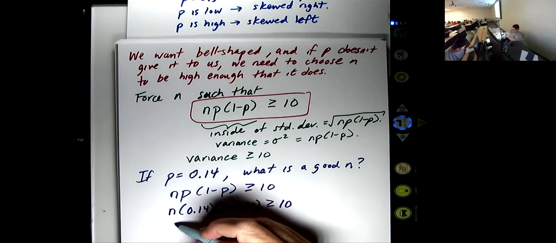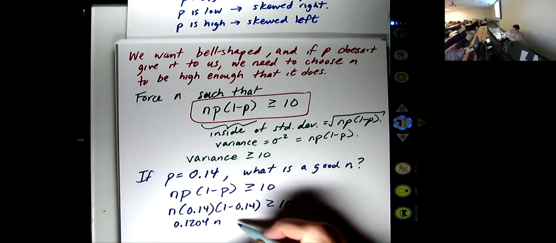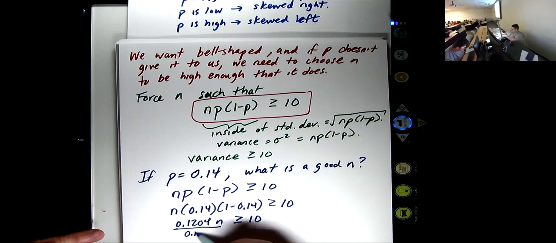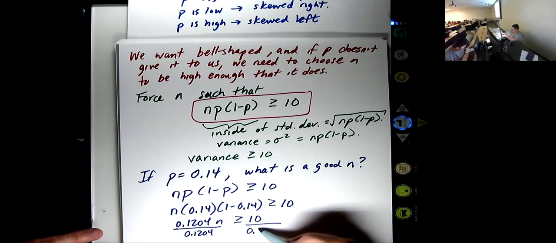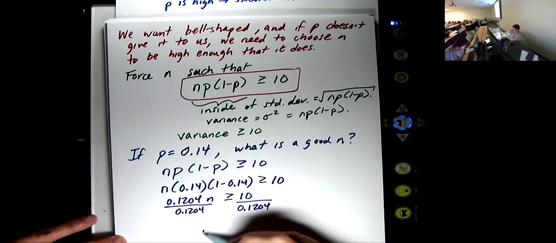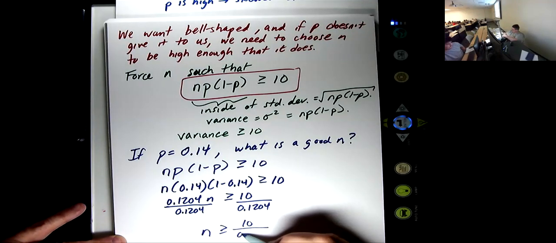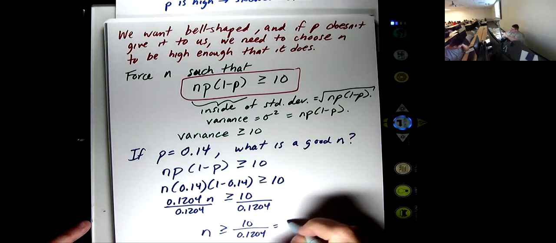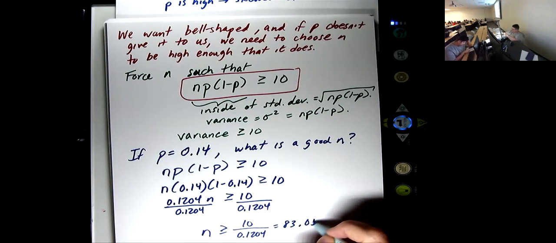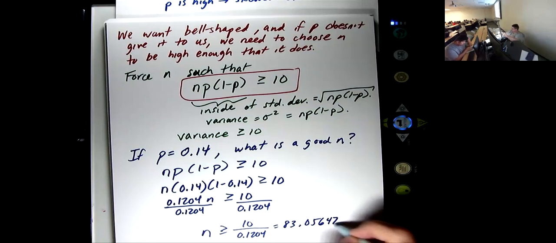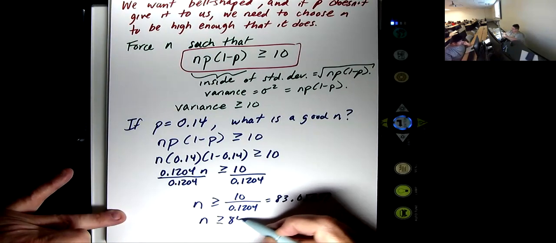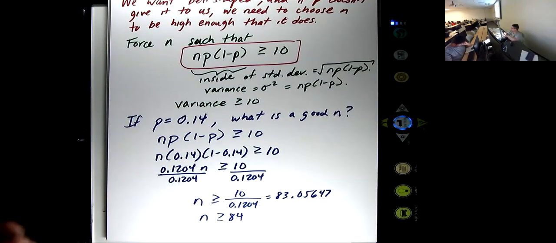I get 0.1204 times n is greater than or equal to 10. And to solve for n, we divide by that number in front on both sides. So n needs to be greater than 10 over 0.1204. That's not helpful, so this is 83.05647. So n needs to be greater than or equal to 84, because you can't pick 83.05 ohms.